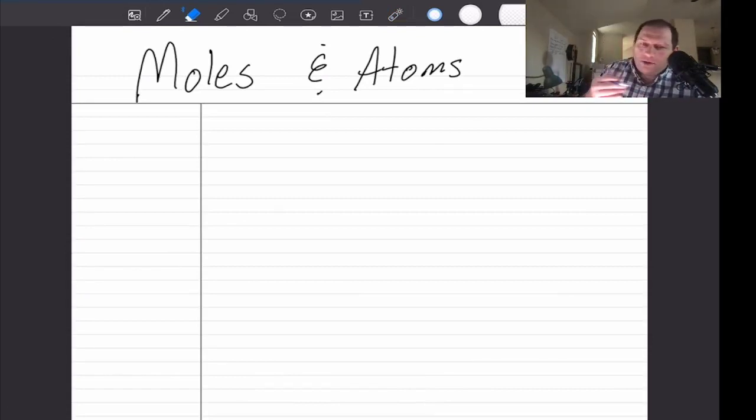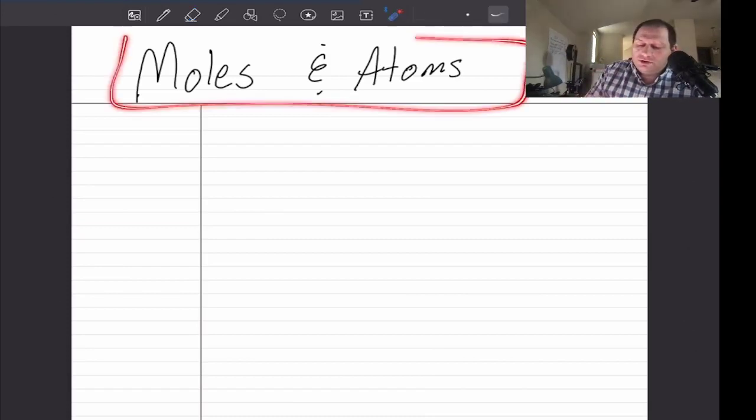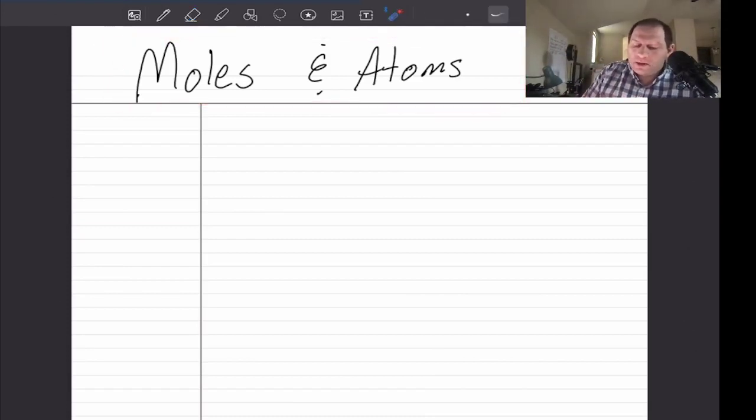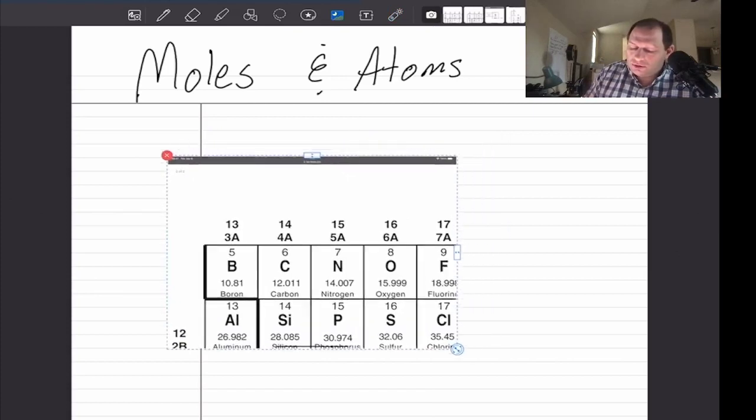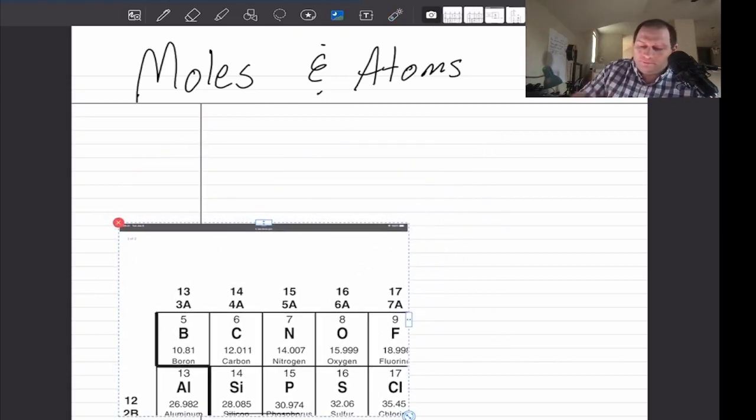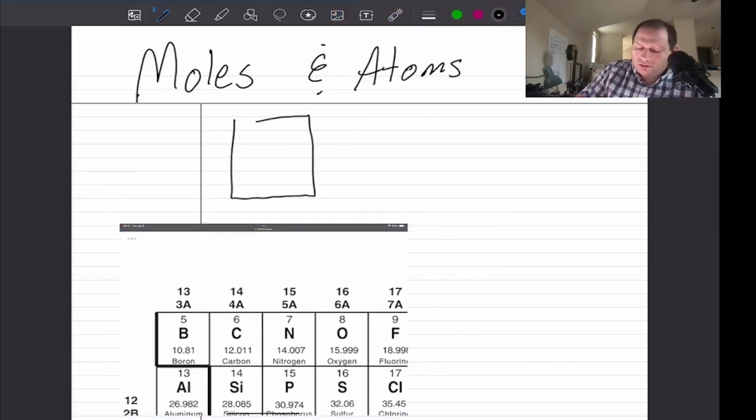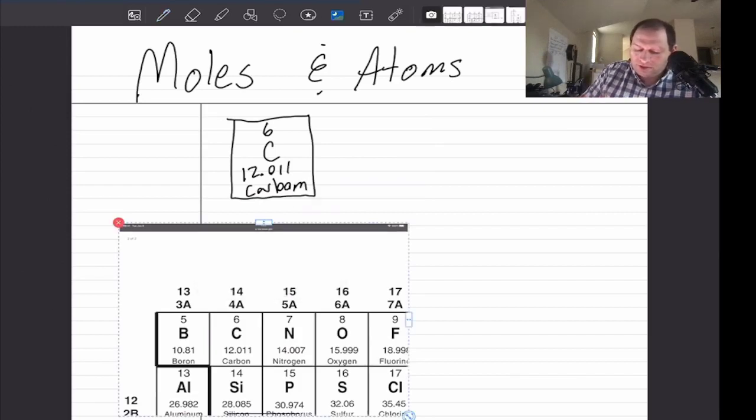All right, so label this part of the notebook moles and atoms. And I'm going to draw an elemental tile of carbon, my favorite element. All right, so I'm going to make a square here. We have 6, carbon, 12.011, and the name.